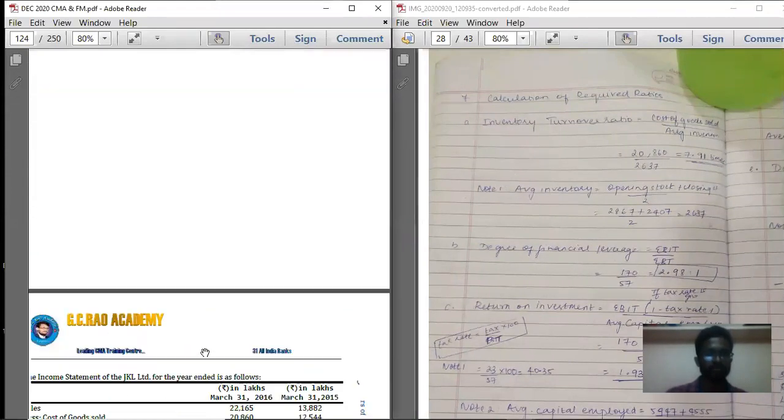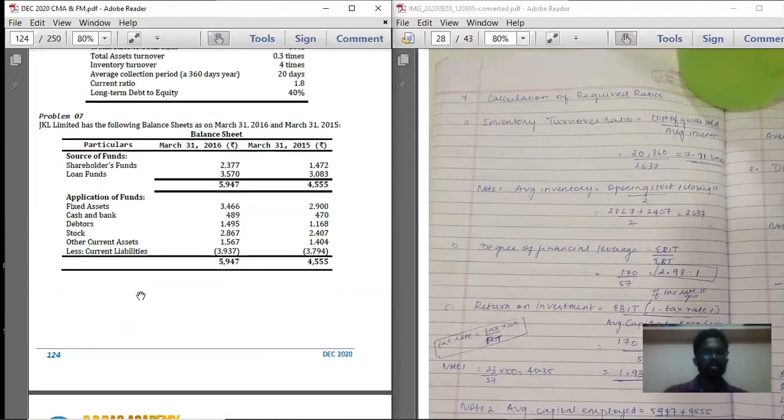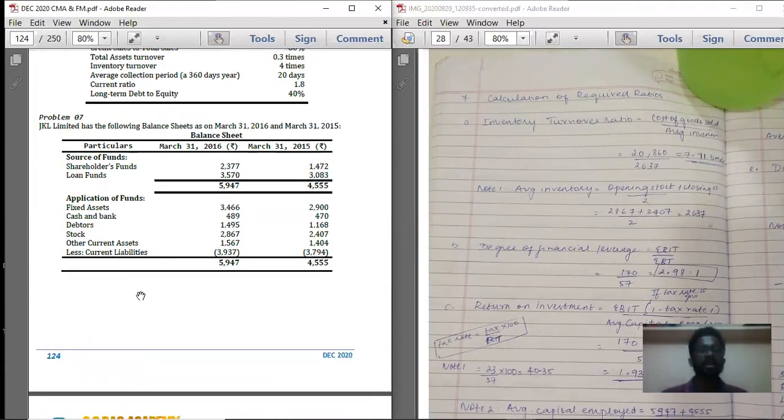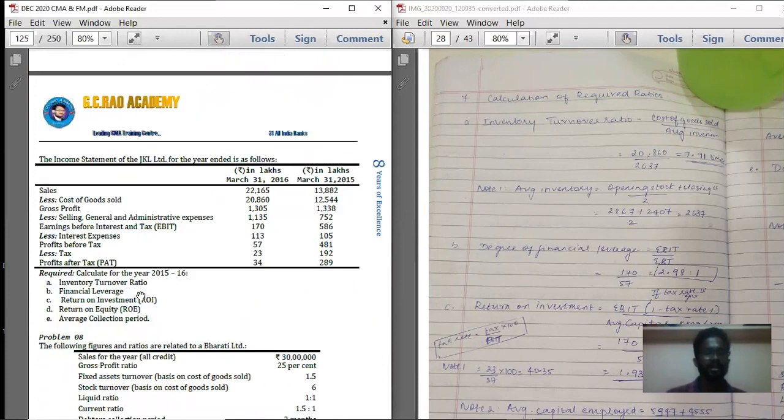They have given problem number 7. JKL Limited, the following balance sheet as on March 31st, 2016 and March 31st, 2015. For both years, they have given the balance sheet: shareholders' fund, loan funds, application of funds. They have used the funds for fixed assets, cash and bank, debtors, stock, other current assets, less current liabilities. The income statement of JKL Limited for the year ended is as follows. So they have given the income statement also.